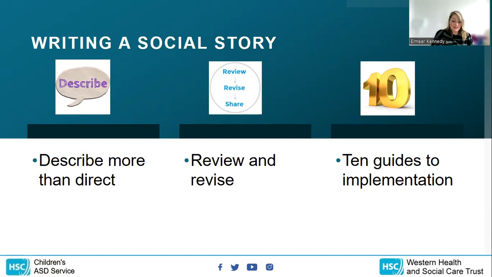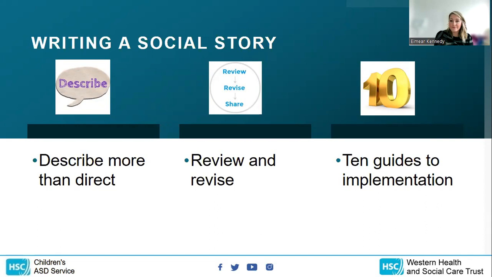So Carol Gray advises that 1, plan for understanding. So make sure the story is pitched at the right level for the child or young person's understanding. 2, plan story support. So who is going to read the story to the child? Plan that story review. How often are you going to review the story? And plan a really positive introduction. And I'll talk a little bit more about how to introduce a story to the audience later.